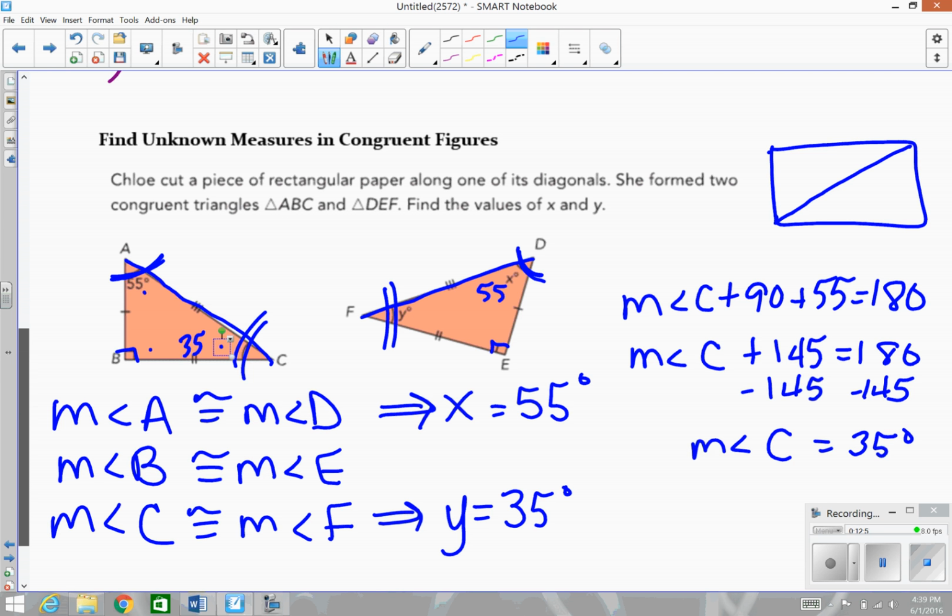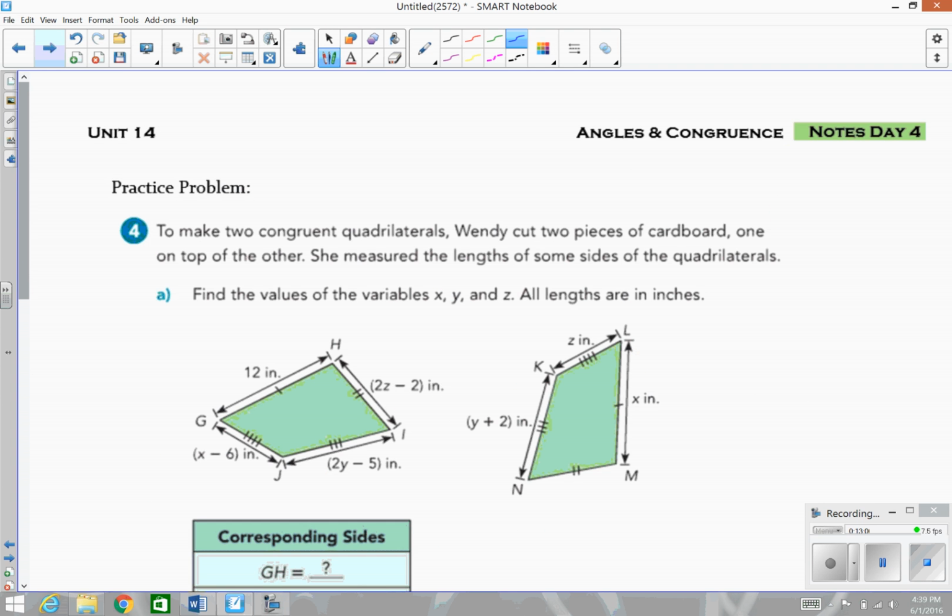So it's really like a puzzle, solving for those variables. Go ahead and flip the page, please. You have one to try on your own. Pause the video and come back to me when you're ready.